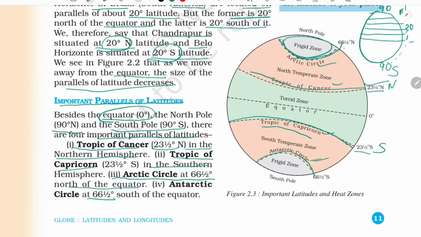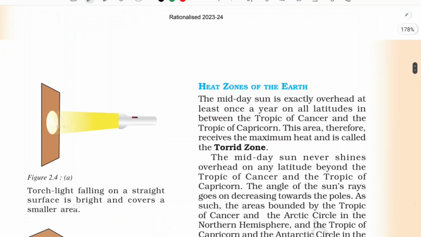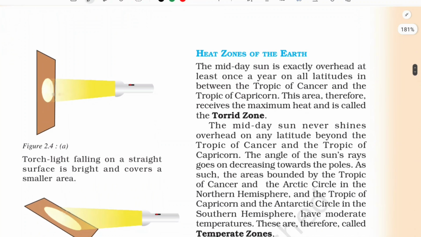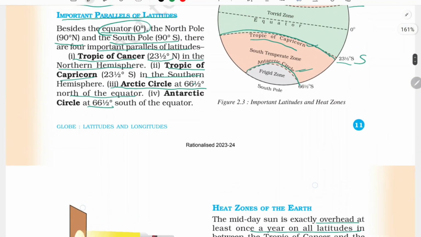All right, let us see the next, the heat zones. We need this diagram as well for the heat zones. Let me read out and I'll explain. The midday sun is exactly overhead at least once a year on all latitudes between the Tropic of Cancer and Tropic of Capricorn. This area therefore receives maximum heat and is called the torrid zone. Let us understand what the torrid zone is.